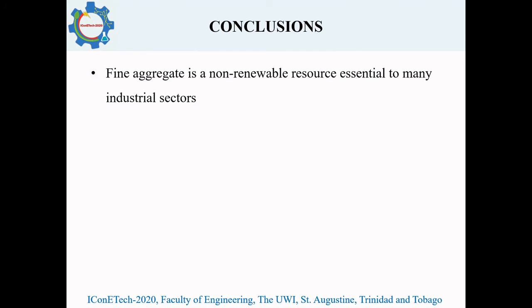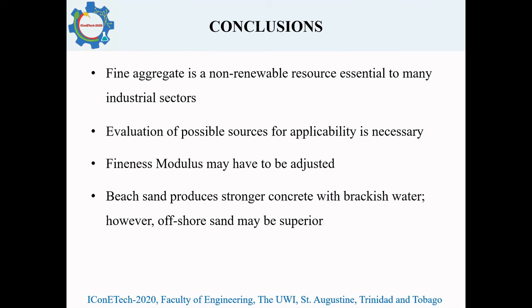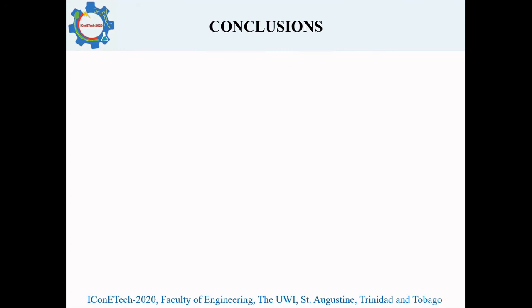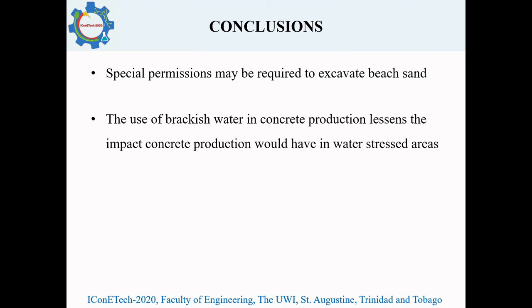Fine aggregate is a non-renewable resource essential to many industrial sectors, and therefore evaluation of possible alternative sources for applicability is necessary. Sometimes this may involve adjusting the fineness modulus. Beach sand produces stronger concrete with brackish water, however, offshore sand may be superior. Coastal construction projects are ideally suited to make use of the excavation soil. However, special permissions may be required to excavate beach sand.